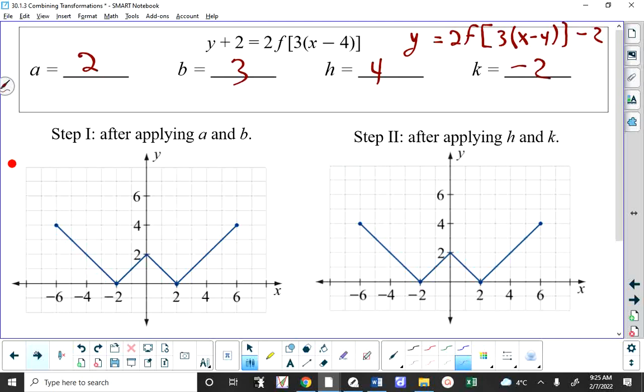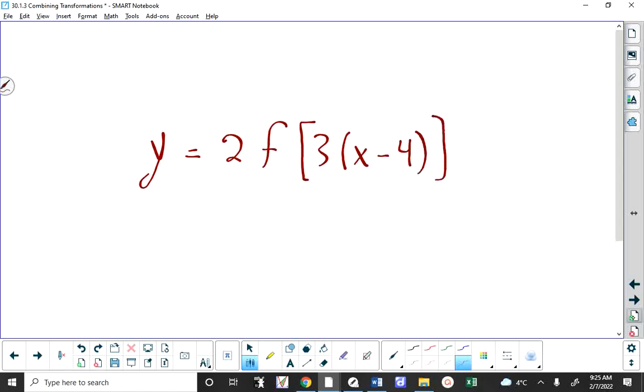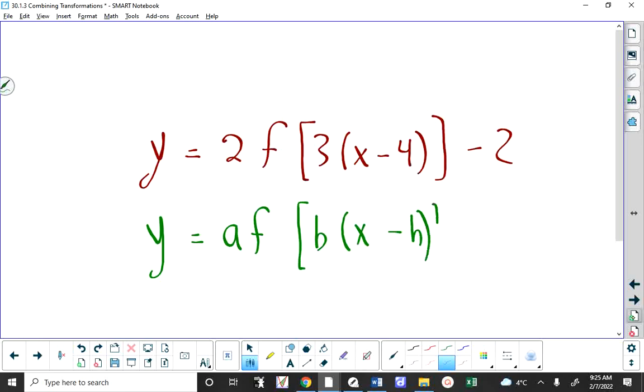And what we're doing, I want to make sure that everybody understands this, is we are taking the function y equals 2 f of 3(x minus 4) minus 2, and we are stacking it in our brain for comparison purposes with the template. So when you compare them, a is equal to 2, b is equal to 3, h is equal to 4, and k is, of course, negative 2.